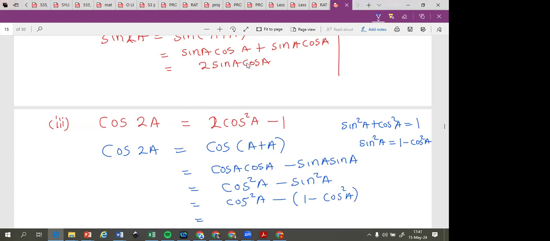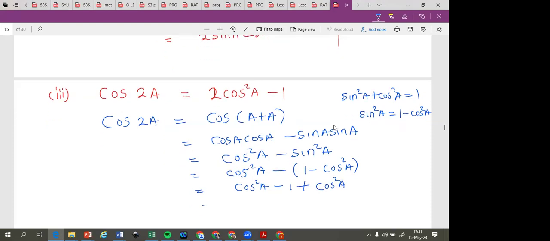In the next step, we can open that bracket, which gives us cos squared a minus 1 plus cos squared a. So we end up with 2 cos squared a minus 1. Thank you.